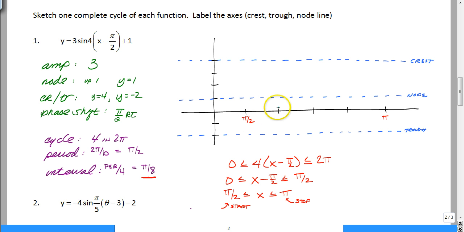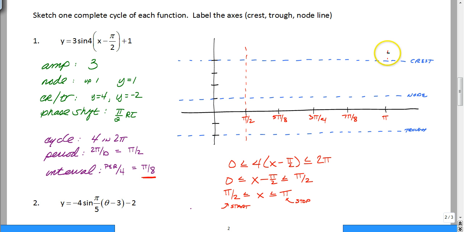So 1/2 plus 1/8 is 5 pi over 8, plus another one is 6 pi over 8, which we just reduced to 3 pi over 4, plus another one is going to give us 7 pi over 8, and as you see, we're going to end at 8 pi over 8, which we know is just pi. So that's our start and our stop.